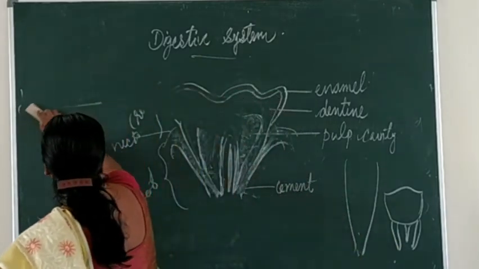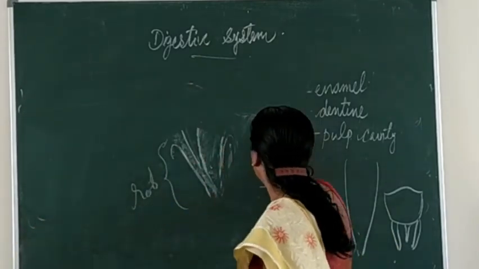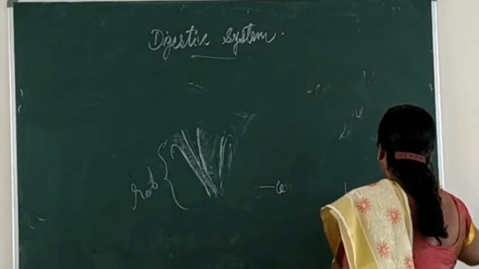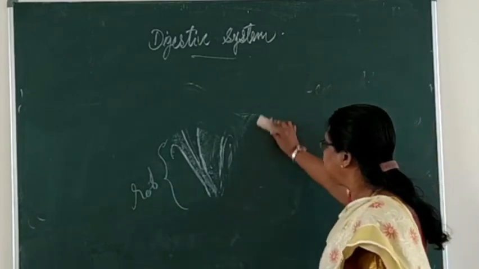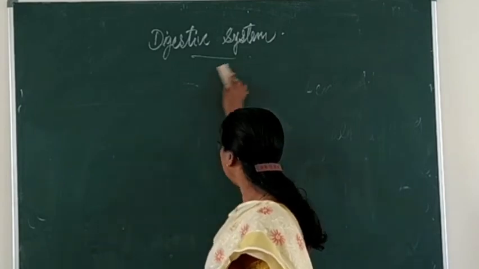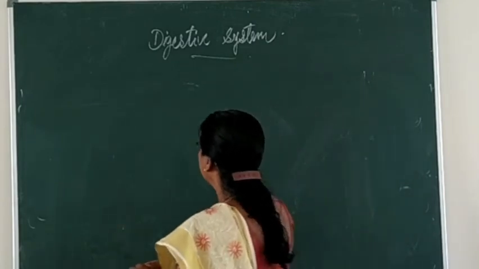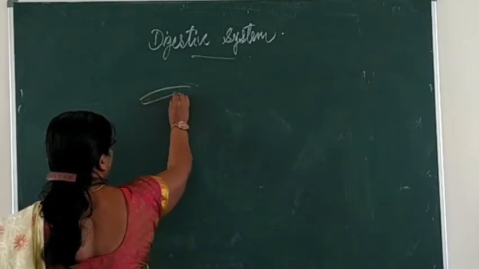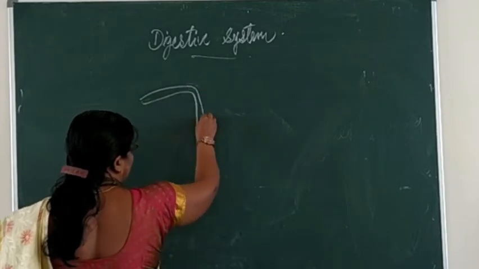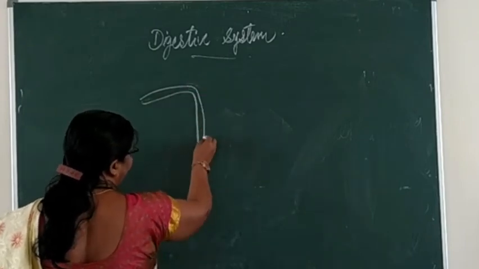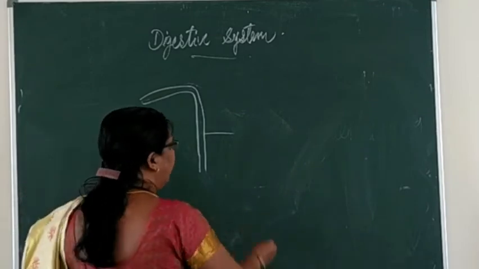The food has reached the structure called the esophagus or food pipe. The gut, anything you can say about that. See, this is the mouth region, and this is what is called the esophagus or food pipe.